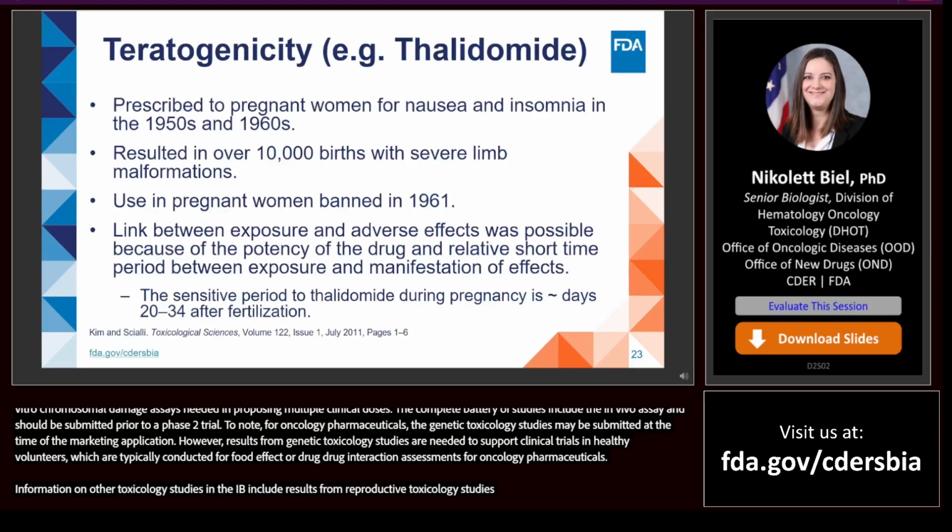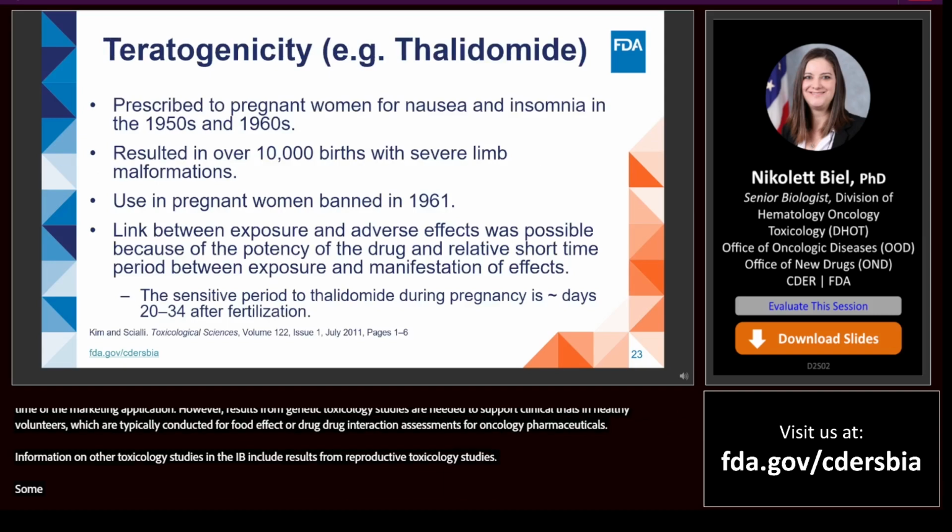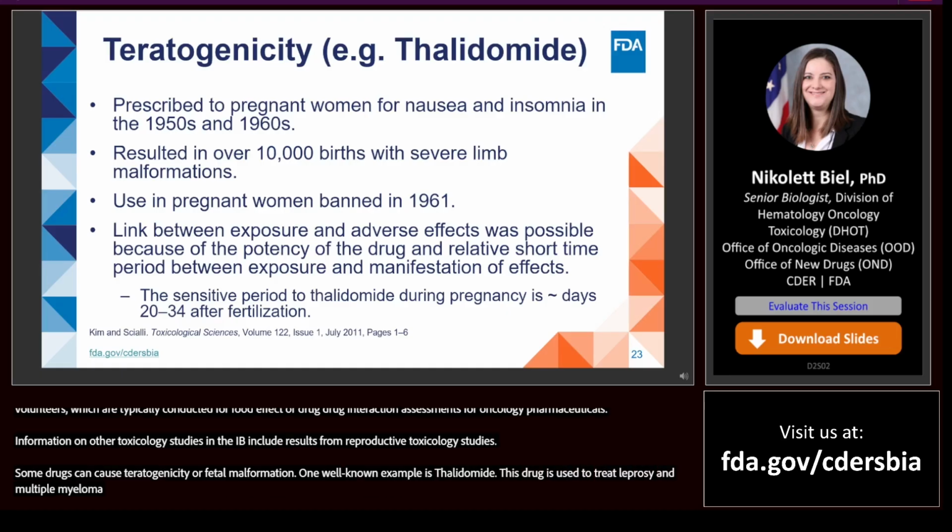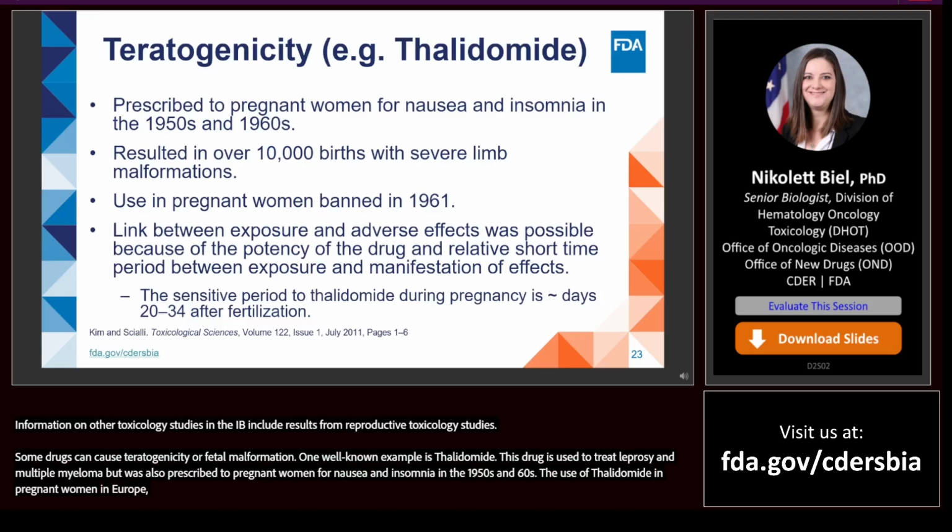Some drugs can cause teratogenicity or fetal malformations. One well-known example is thalidomide. This drug is used to treat leprosy and multiple myeloma, but was also prescribed to pregnant women for nausea and insomnia in the 1950s and 60s. The use of thalidomide in pregnant women in Europe, Australia, and Japan led to over 10,000 births with severe limb malformations. It was banned from use in pregnant women in 1961.